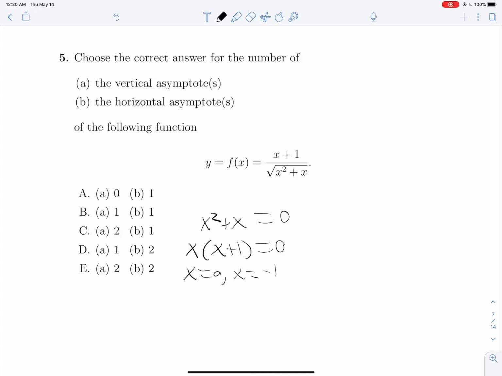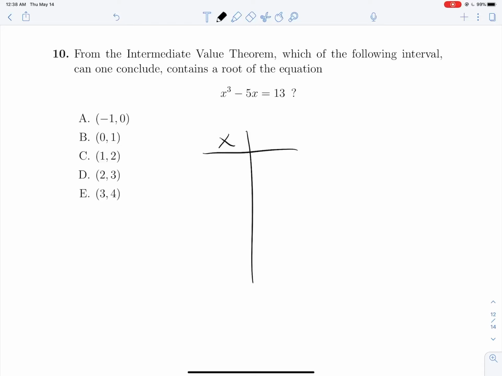Question 10, from the intermediate value theorem, which of the following intervals contains a root of this equation? Okay, all we need for this is a little table here. We'll have x and, I don't know, actually, I'll do one little step before we start solving anything. Let's grab this thing and say that this is f of x, x cubed minus 5x.